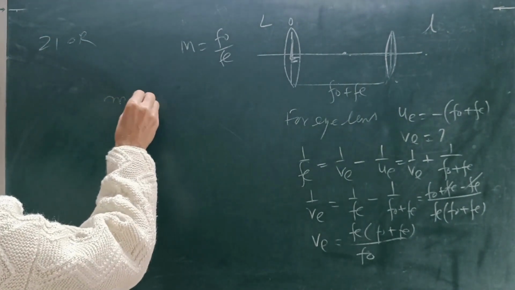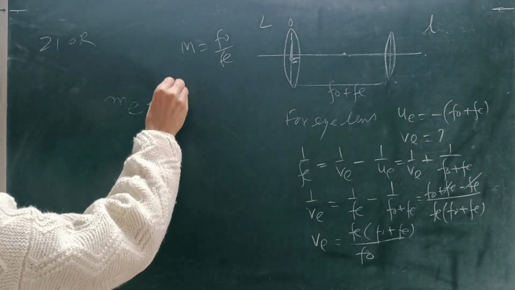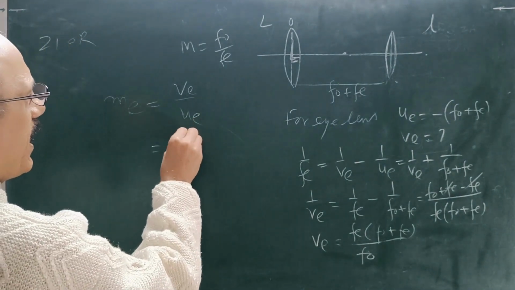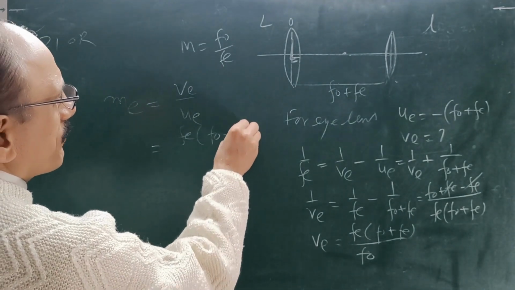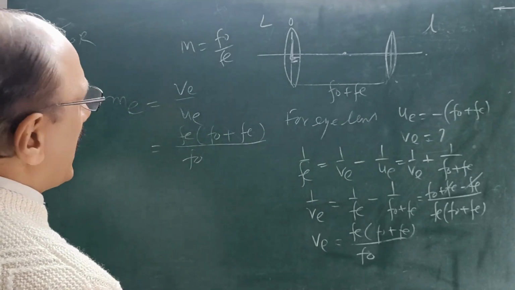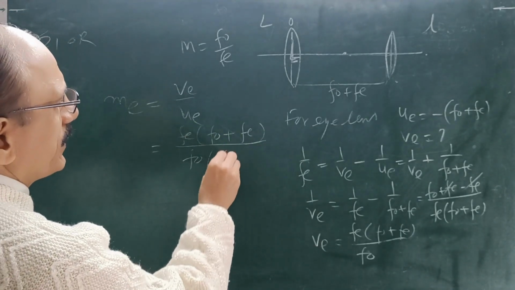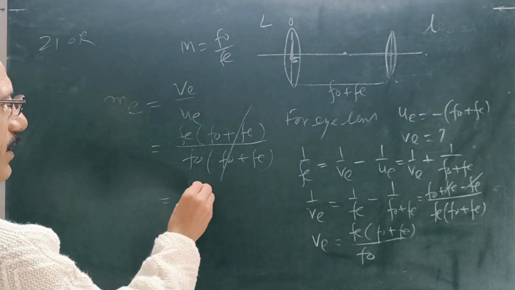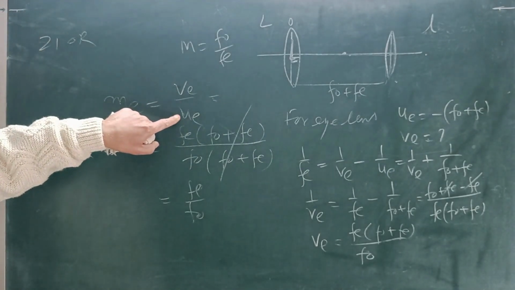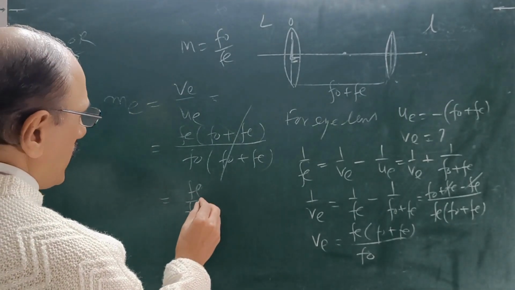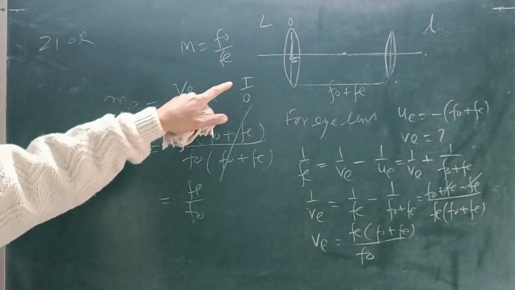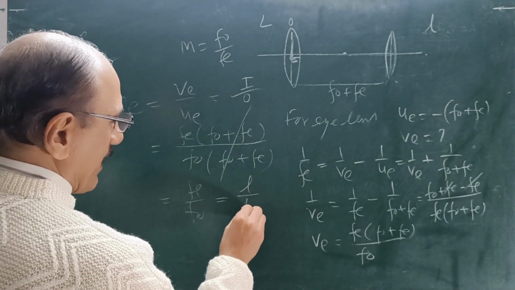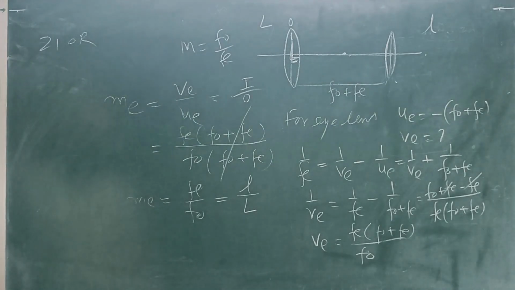Now the magnification for the eye lens will be VE by UE. That VE is FE into FO plus FE divided by FO, and that whole divided by UE, and UE is FO plus FE. So this will cancel out, and this comes to FE by FO, which is also equal to VE by UE. That means the magnification is size of the image upon size of the object also, so I can write small l upon capital L. So this is the ME, or you can say FE by FO.